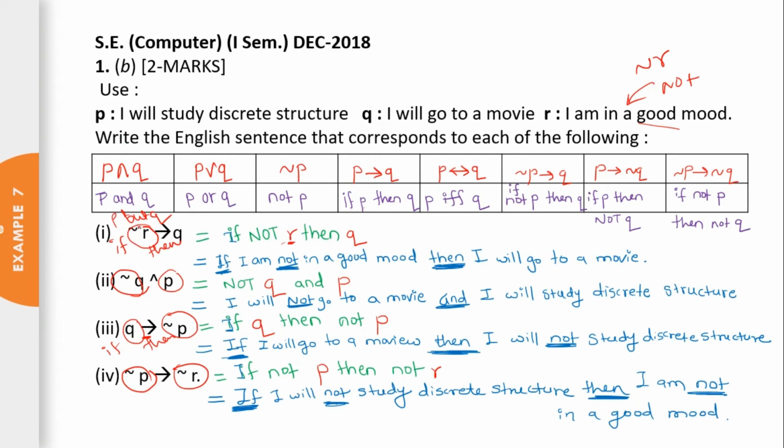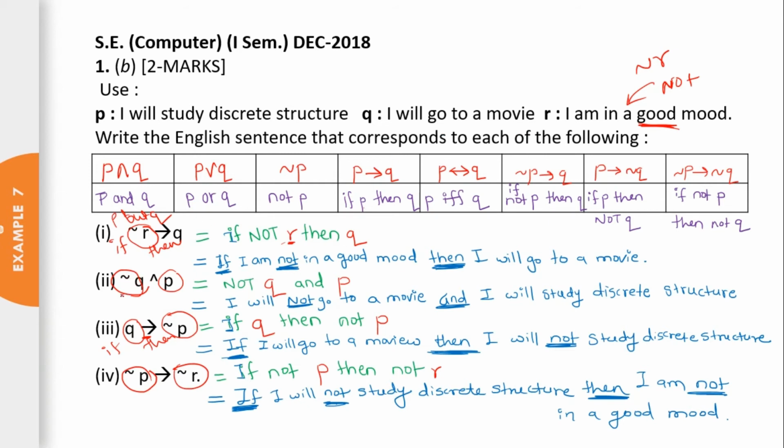So the first thing we have to solve is negation of R arrow Q. Now this can be written as if this term then this term. So it will be if not R then Q, and R is I am in a good mood. To make not R, we don't have to perform negation of the whole sentence, just add the word not in your sentence. Don't find an antonym for this word. So it will be if I am not in a good mood, then Q, I will go to a movie. This will be your answer.